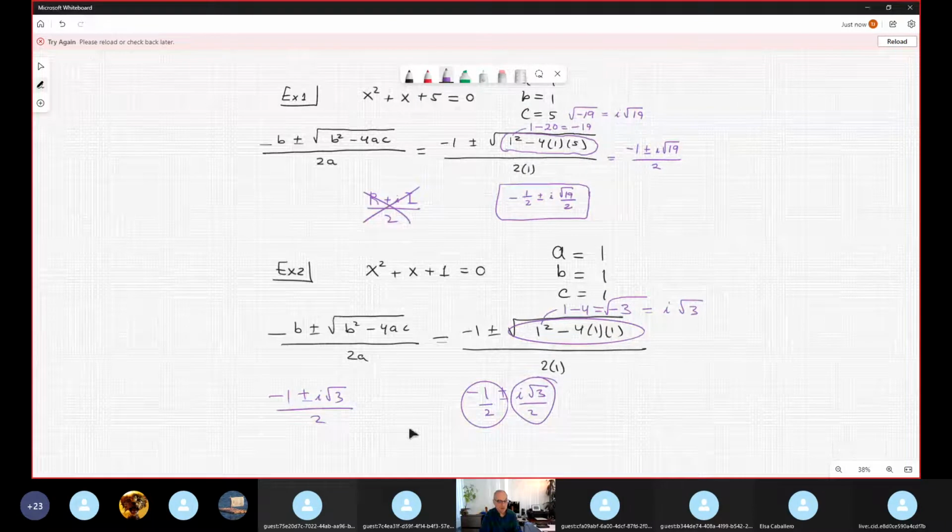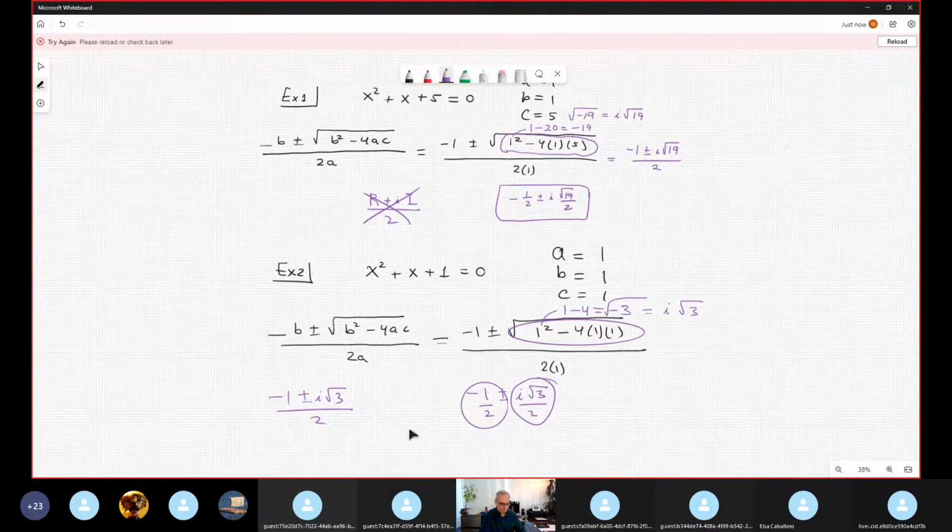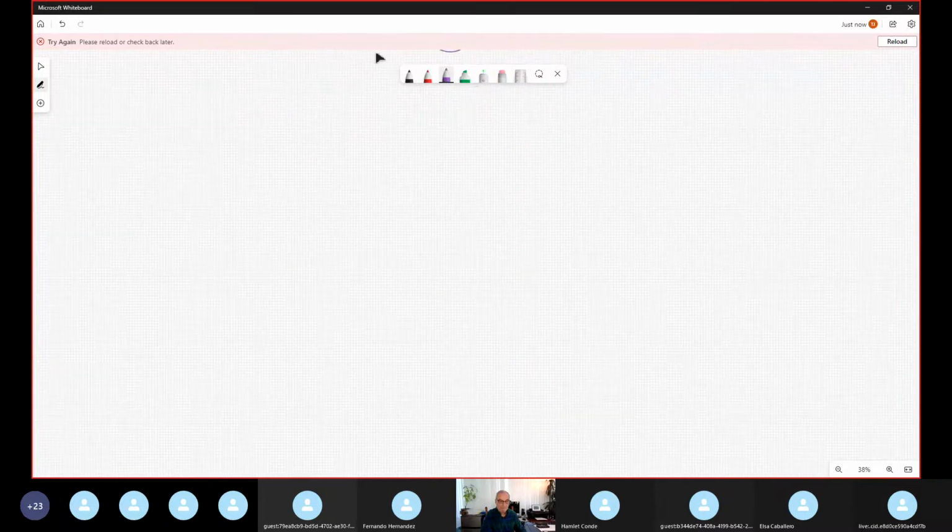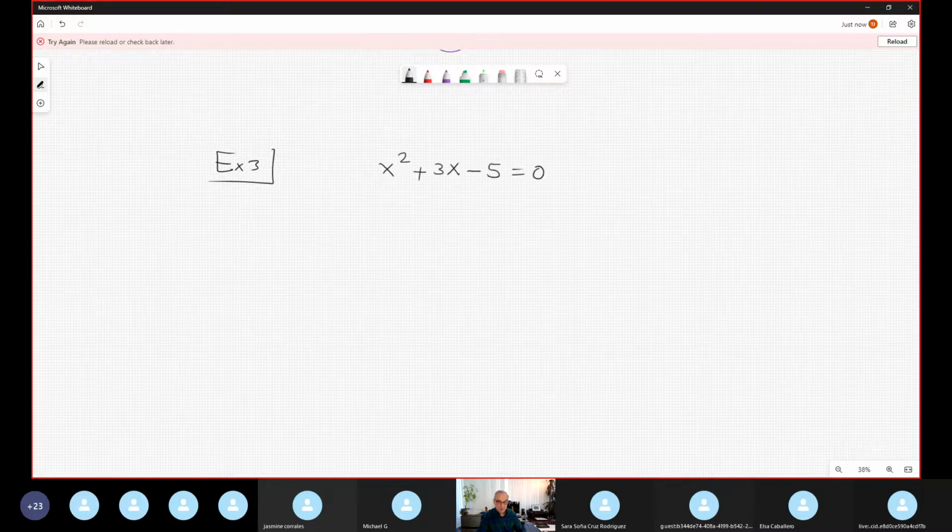Look like easy or complicated? Very easy. Well, one more example. Remember I said 5 examples. Example number 3: x squared plus 3x minus 5 equals 0.